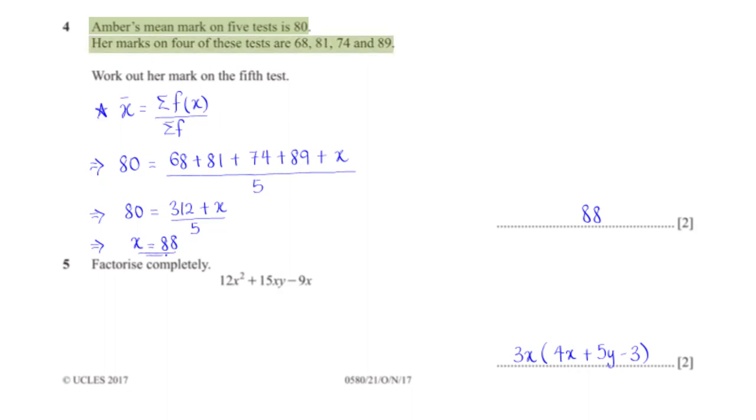Amber's mean mark on 5 tests is 80. Her marks on 4 of these tests are 68, 81, 74, and 89. Work out her mark on the 5th test.